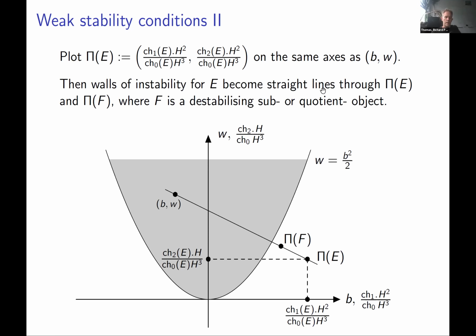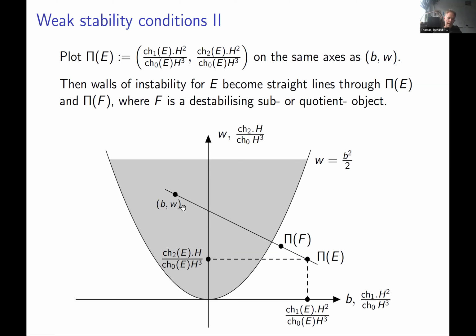Okay, so here's the picture. The shaded area is where W is bigger than B squared over 2. That was our condition for a stability condition. So you have to be inside the parabola to get one of these stability conditions. The Bogomolov inequality basically implies that this topological quantity, this pi of E for semi-stable objects E, is outside the parabola. All right. And then what happens is, let's suppose that E gets destabilized on some wall. What does that mean? Let this destabilizing object be F. What that means is if you draw the straight line joining pi of E and pi of F, then your B and W, your stability condition, will be on that straight line.